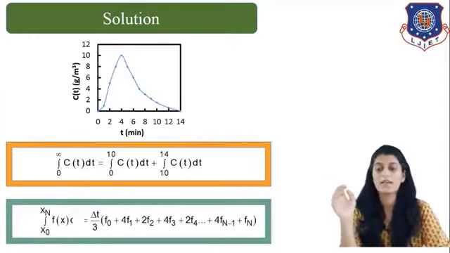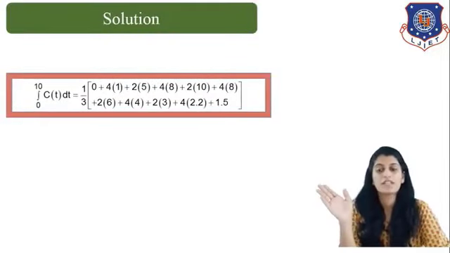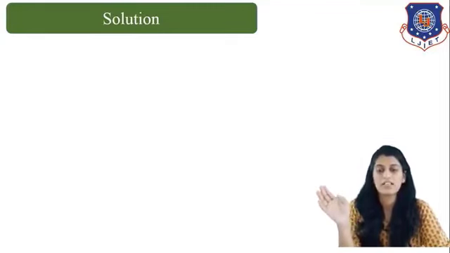So the formula is integral x0 to xn f(x) dx equals delta t by 3 times f0 plus 4f1 plus 2f2 and so on. So if you put the values of 0 to 10 C dt, you will be getting 1 by 3 for delta t. Here you will be getting 0 plus 4 into 1, which is the interval values, plus 2 into 5 plus 4 into 8 and so on. We have simply used this particular formula.